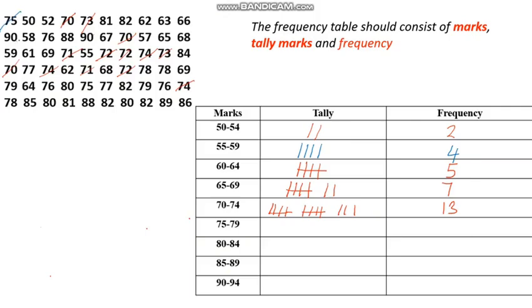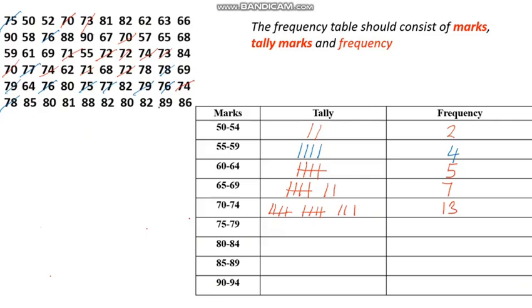75 to 79, 1, 2, what else? 2, 3, 4, 5, 6, 7, 8, 9, 10, 11. So they are saying 75 to 79.